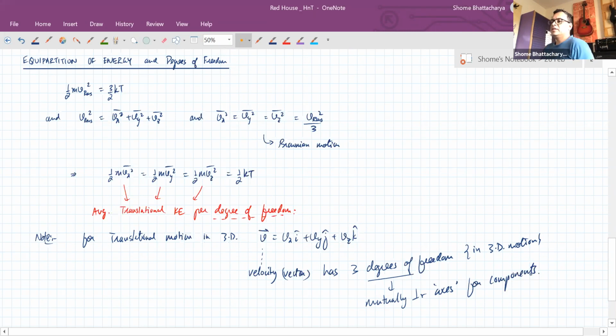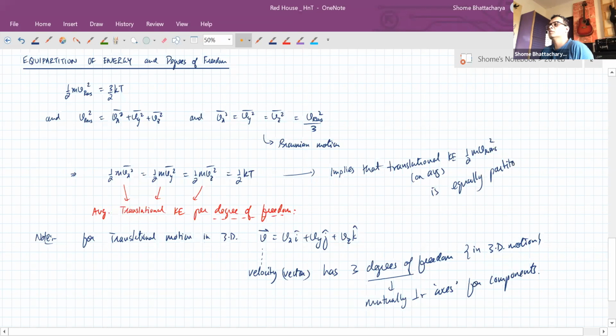Okay. Now, this statement that we have written earlier, this now implies that translational kinetic energy on average, that is half m v RMS square, is equally partitioned or equally distributed among the 3 translational degrees of freedom.